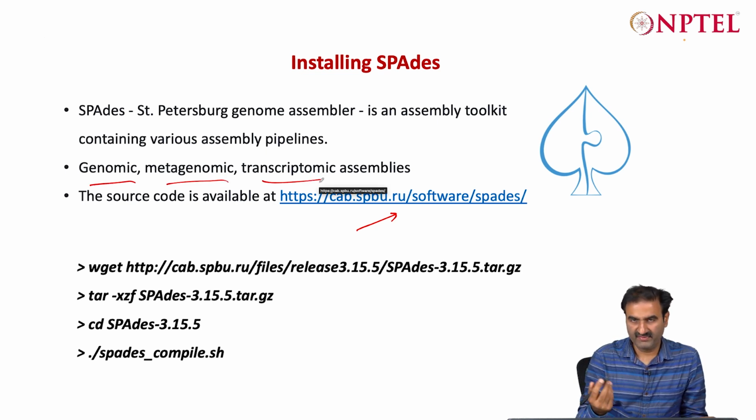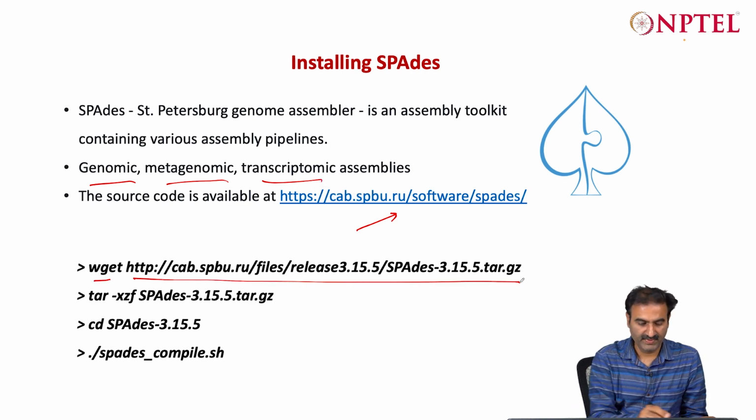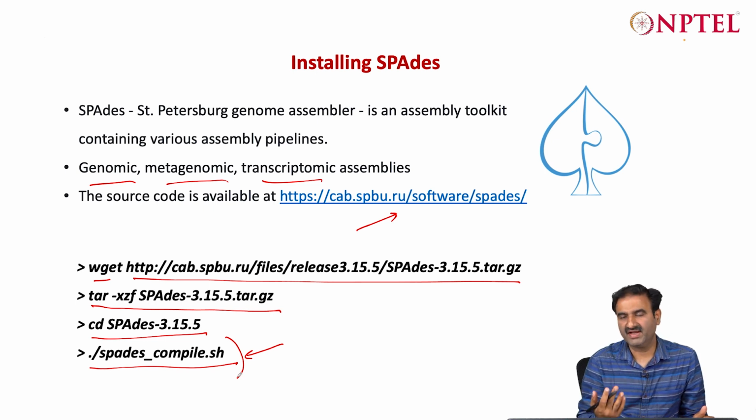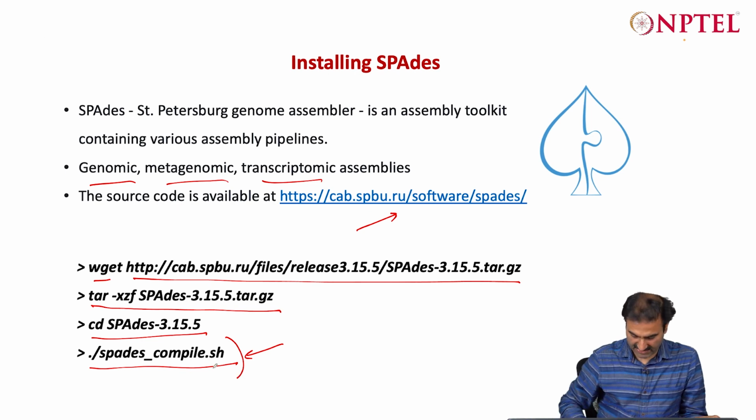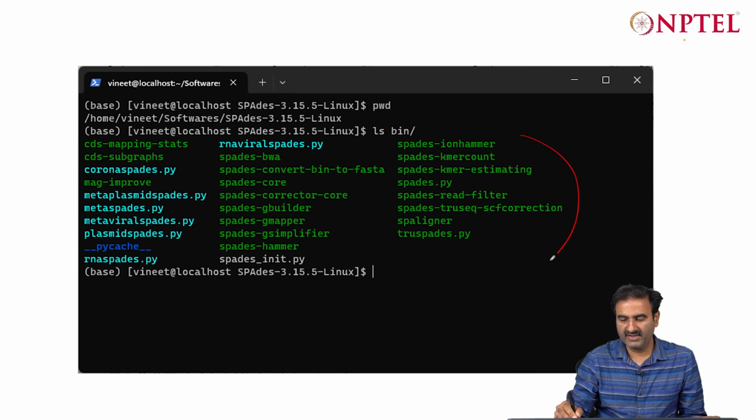Again, you will follow the same set of instructions. We'll get this program from the source code, uncompress it, go to the directory, and run SPAdes compile.sh, which is a file there. Now this is the change from the earlier set of instructions I gave, and you will find these details in the readme file of this program. This way it will be compiled on your system, and now SPAdes is on your system with all these files in your bin folder.